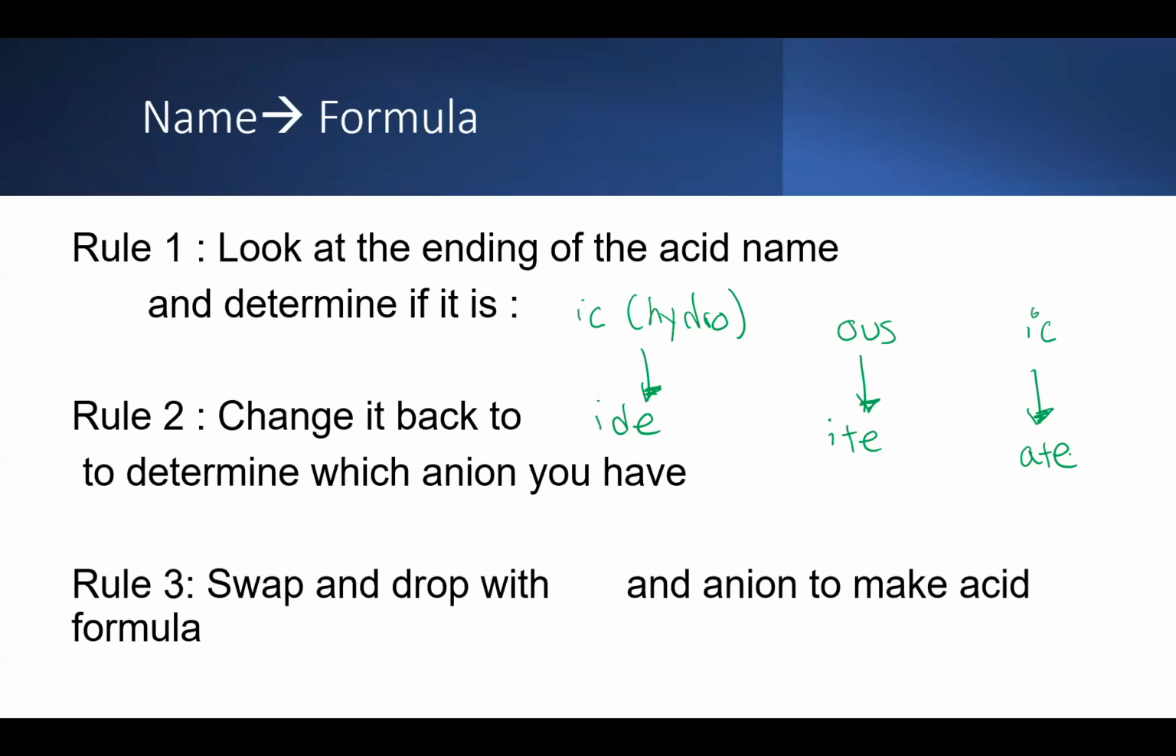Knowing these pairs allows us to figure out what the negatively charged ion was, and then we will make that formula with H plus. We always use H plus 1 as our cation in an acid, so it will always start with an H. A few examples I'm going to give you.